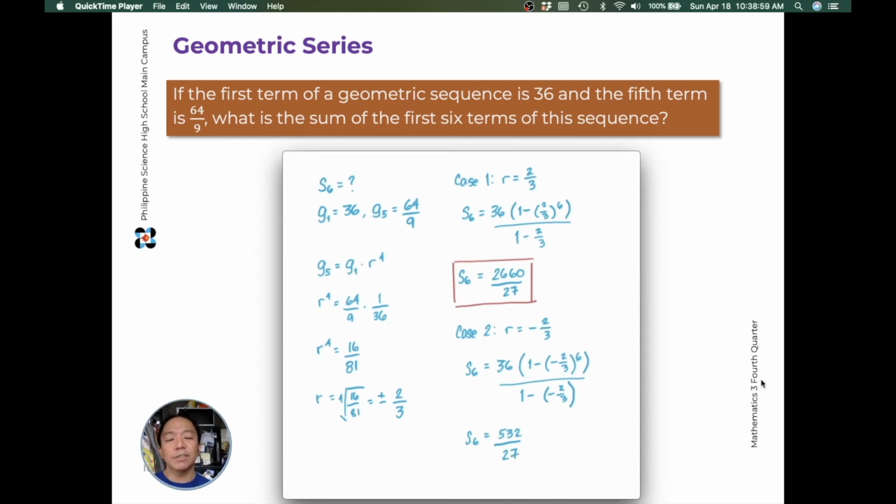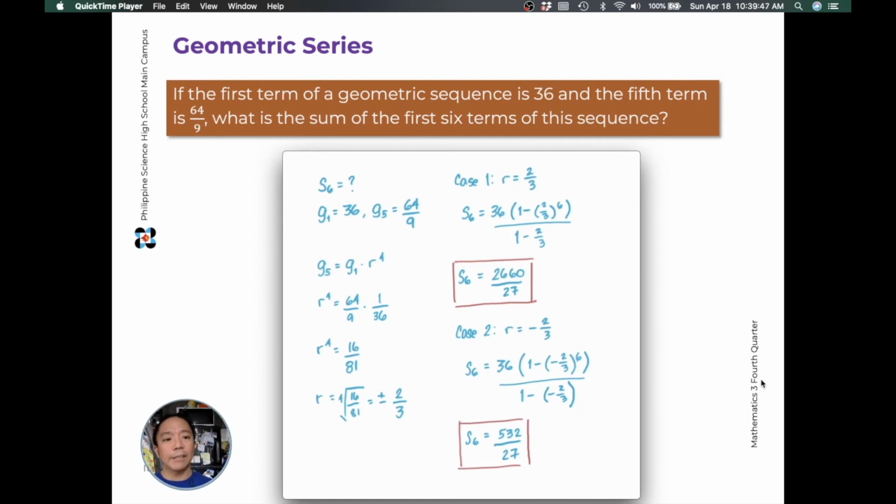So let's ask ourselves, does it make sense that the value of the sum is smaller when r is negative? It makes sense because the terms are going plus, minus, plus, minus, plus, minus. So their sum, because of the minus, is smaller than if it were plus, plus, plus, plus all the time. And the final answer for this item is, first case, 2,660 over 27, and the second case, 532 over 27.